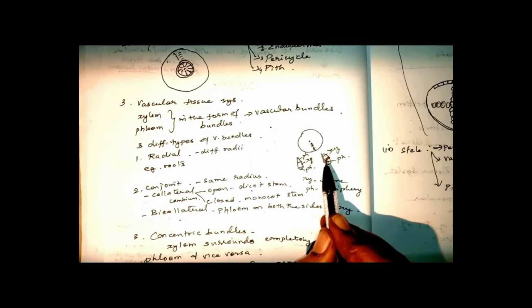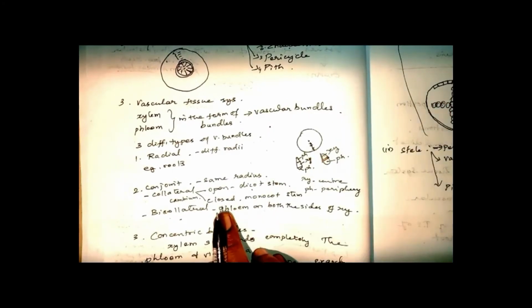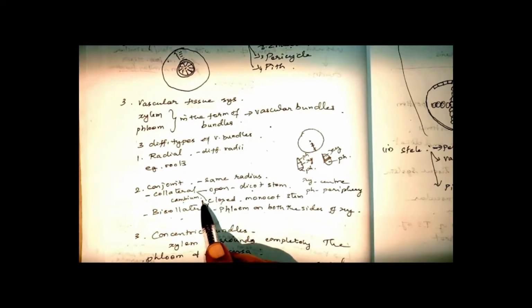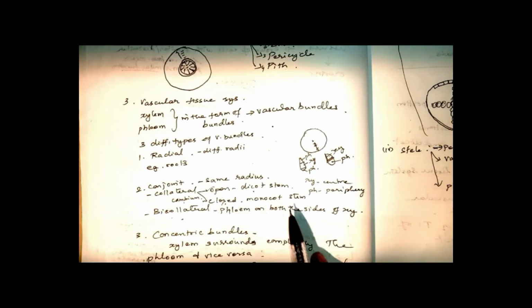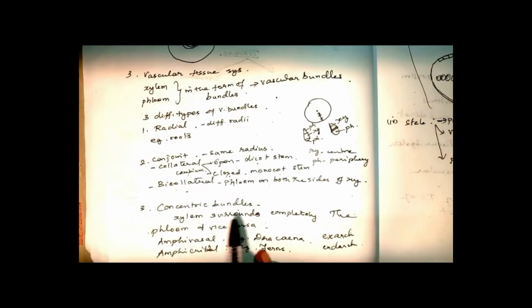When this cambium is absent and they are just lying one after the other, we call it closed. When the cambium is absent, we call it closed, and this type of vascular bundle is present in monocot stem. The third type of vascular bundle is called concentric bundles.